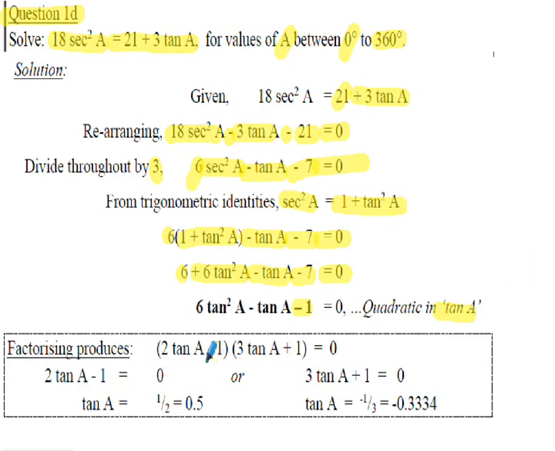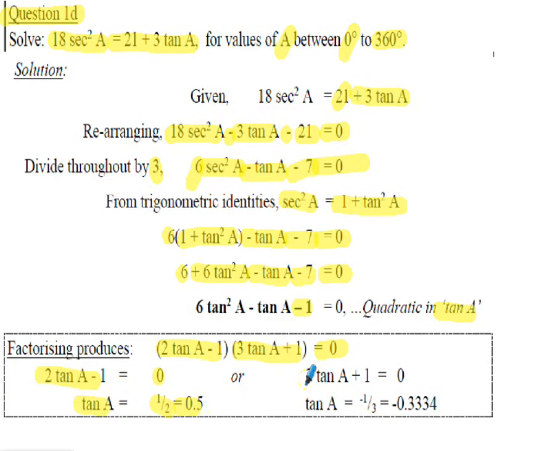I've shown it solved here using factorization. So 2 times the tan of A minus 1 in the bracket multiplied by 3 times tan of A plus 1 in the bracket equals 0. I've factorized the equation. To solve, I need to equate each bracket to 0 in turn. So 2 times the tan of A minus 1 is equal to 0. Rearranging, I add 1 to both sides and divide by 2. So therefore the tan of A is equal to half, or 0.5.